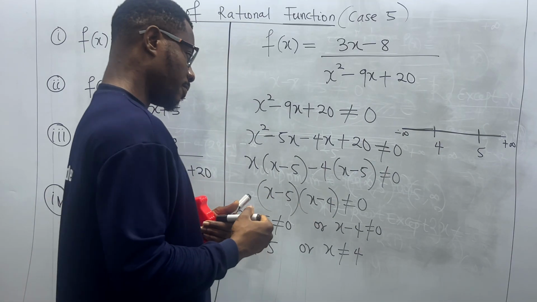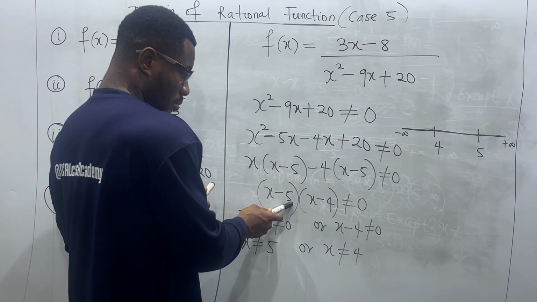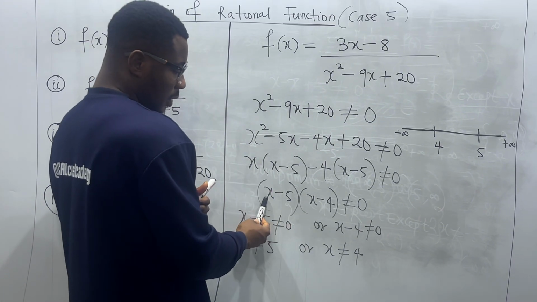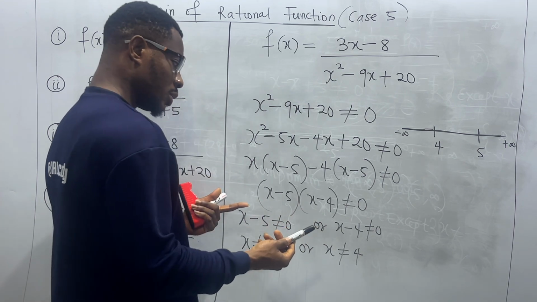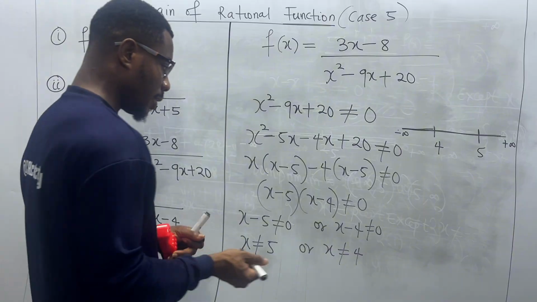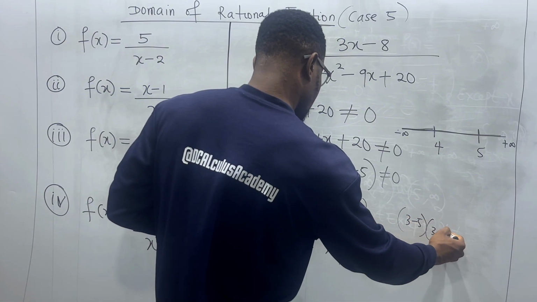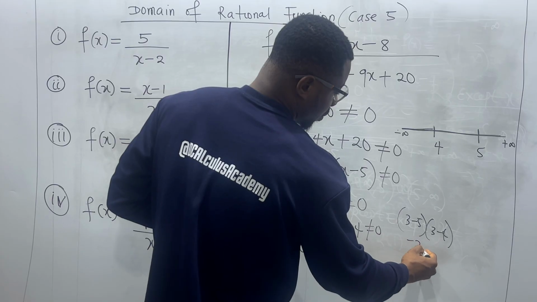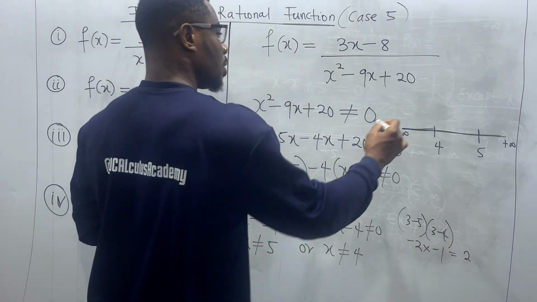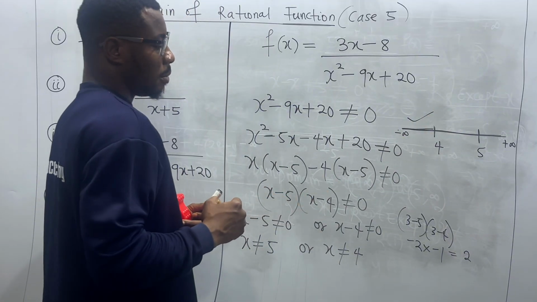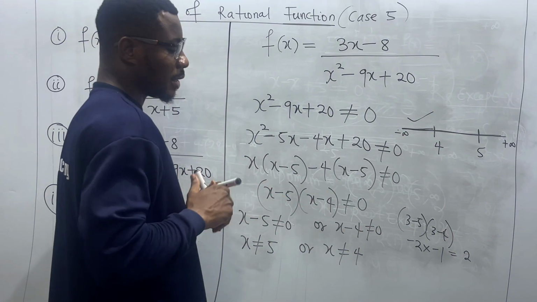Let's try 3. To place 3, this should be 3 minus this. 3 minus 5 is minus 2. 3 minus 4 is minus 1. It is not equal to 0. If I try 3, we have 3 minus 5 times 3 minus 4. We have minus 2 times minus 1. This gives us what? 2. So it is accepted, because it didn't give us 0. Any number except 0 should be accepted.